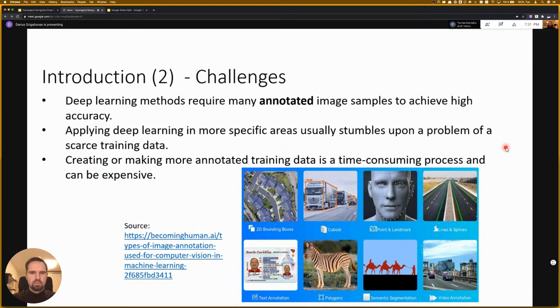And when you're applying it in more specific areas, for example, if you want to detect this duck or this candle, you usually won't find a publicly available data set online, or you have on your own only a very small amount of these samples. And creating this data set is quite a time-consuming process, because you need to take the images, and you need to label them by hand usually, and this can also be quite expensive if you're doing this in a company. And there are different types of annotations, and the more detailed annotations you need, the more time you need to spend on every sample.